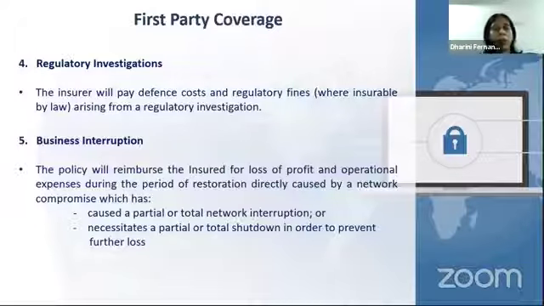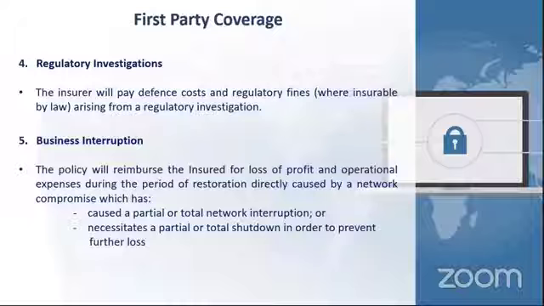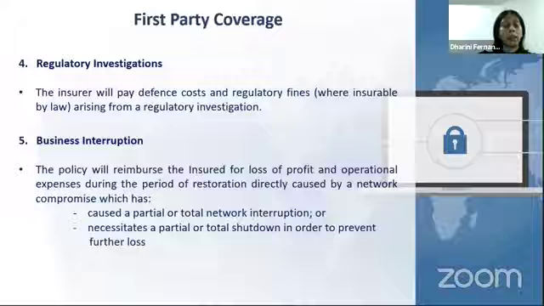Another key component that is covered is the business interruption. So the policy will reimburse the insured for loss of profit and any operational expenses during the period of restoration directly caused by a network compromise, which has been caused due to a partial or a total network interruption, or it necessitates a partial or a total shutdown in order to prevent a further loss. So during the restoration period, there is a certain amount of loss of business, and that aspect can be covered.